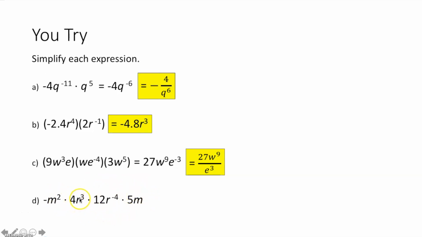And then what about the r's? R cubed times r to the negative 4th. We multiply those like bases, so we add the exponents. What's 3 plus negative 4 or 3 minus 4? That's going to be negative 1. So we get r to the negative 1st power.